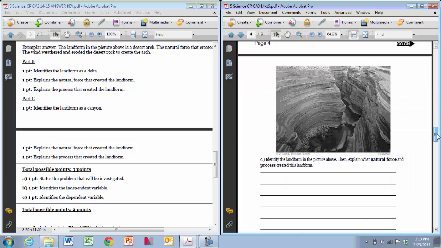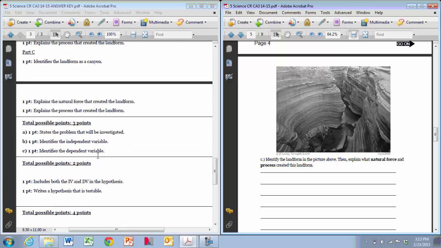For the third question about landforms, part C, it is the same thing. They need to identify, explain the natural force and the process. So this landform is a canyon, and it is formed when a river or flowing water erodes away the rock. So name of it is a canyon, the natural force is erosion, and the process is flowing water or flowing river that carves out the rock.